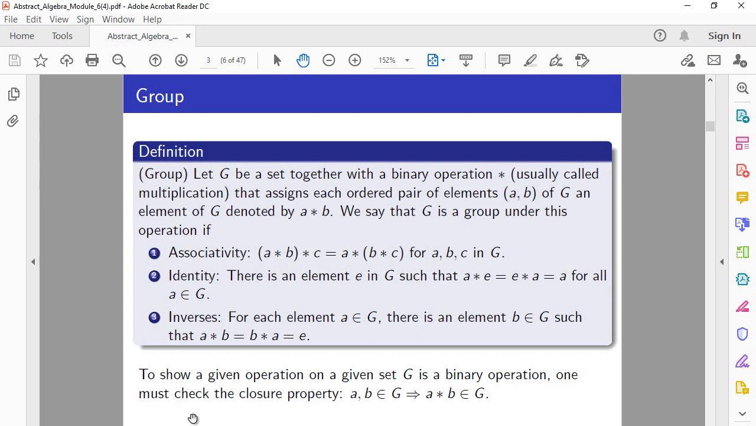Now, if a set G is given together with a binary operation, to show that that's a group, we always should also check the closure property, that whenever A, B are in G, A star B is in G, to make sure that we have a valid binary operation.